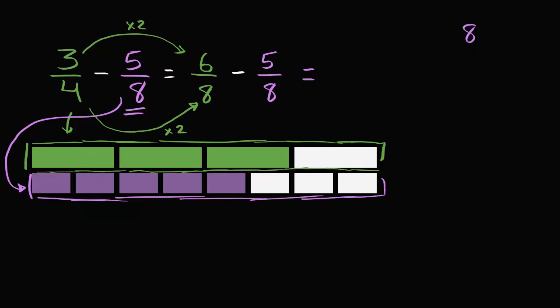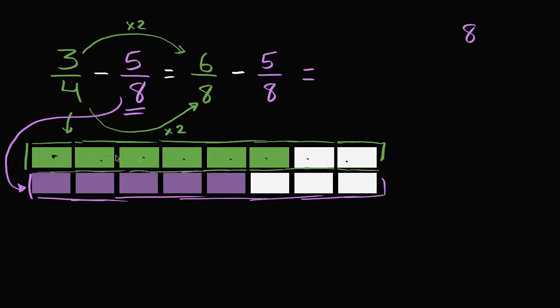So let's do that. So you have this right here. Let me divide that. Let me divide that. Let me divide that. And then let me divide that. And now I went from fourths to eighths. I have 1, 2, 3, 4, 5, 6, 7, 8 equal sections. And we see that 6 of them are shaded in, that 3/4 is the same thing as 6/8. But regardless, now we can subtract.